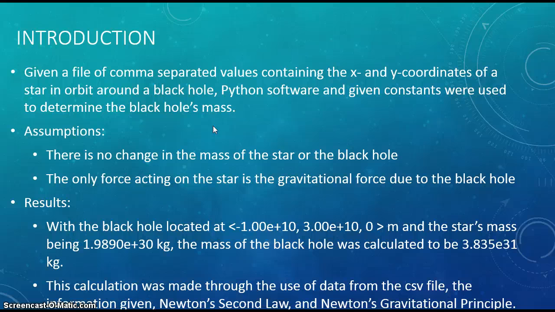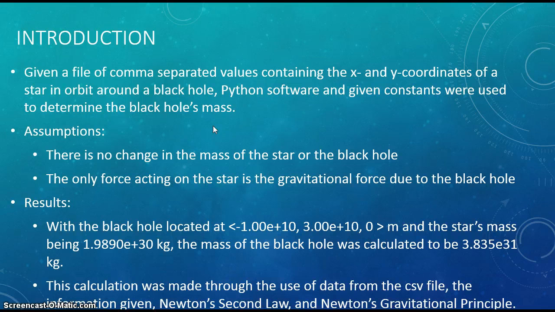We are assuming that there is no change in the mass of the star or the black hole, and the only force acting on the star is the gravitational force due to the black hole. With the black hole located at negative 1 e to the 10, 3 e to the 10, 0 meters, which is used as the origin, and the star's mass being 1.989 e to the 30 kilograms, we were able to find a result mass of the black hole being 3.835 e to the 31 kilograms.